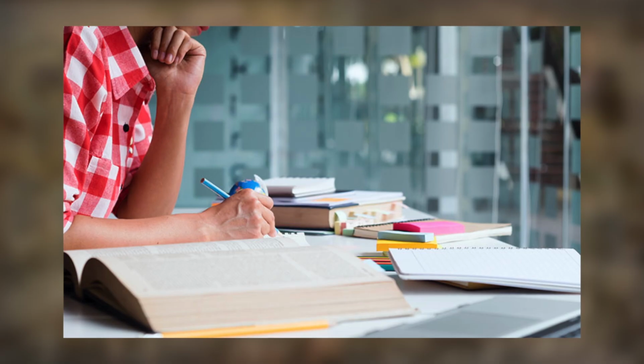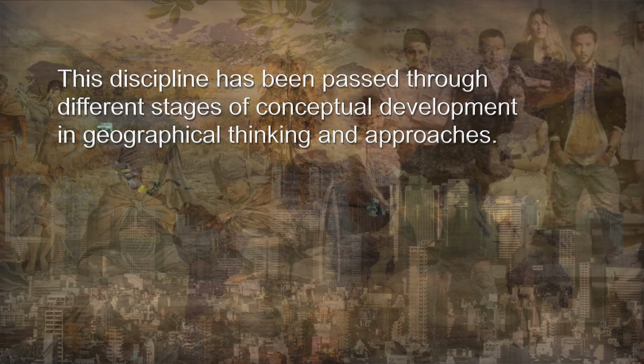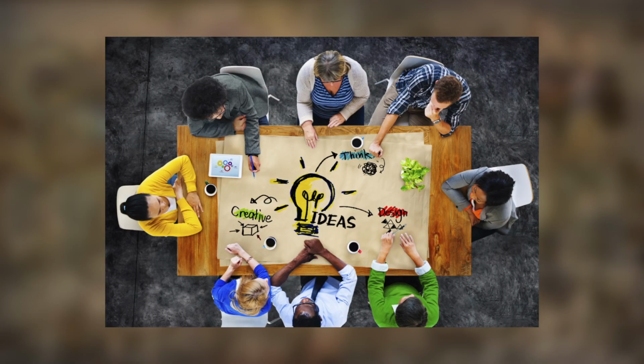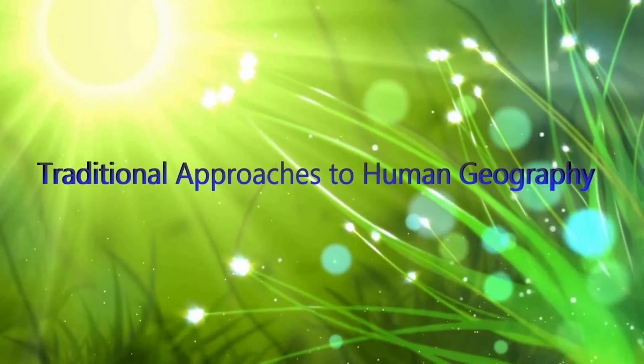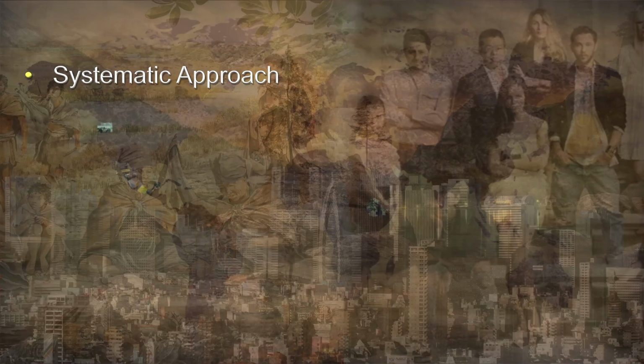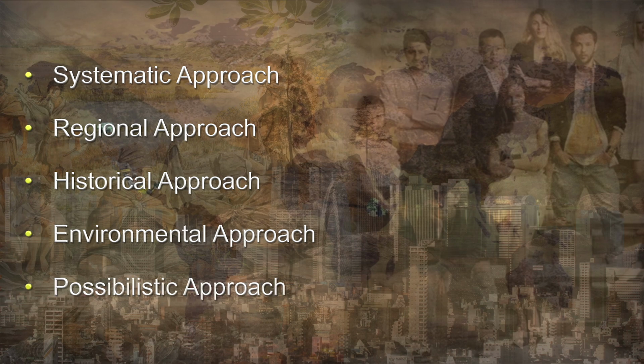Each and every subject has a need of systematic rules, methods, techniques and system for appropriate and scientific study. This discipline has passed through different stages of conceptual development in geographical thinking and approaches. There are several approaches in human geography which can be categorized and studied, that include traditional approaches and contemporary approaches. The traditional approaches in human geography include systematic approach, regional approach, historical approach, environmental approach and possibilistic approach.